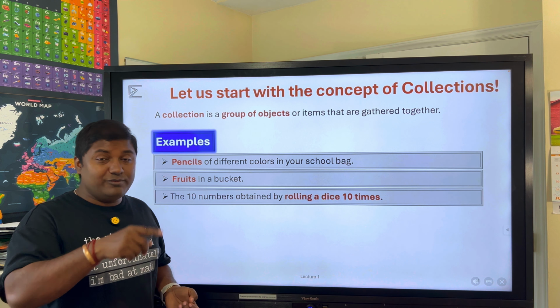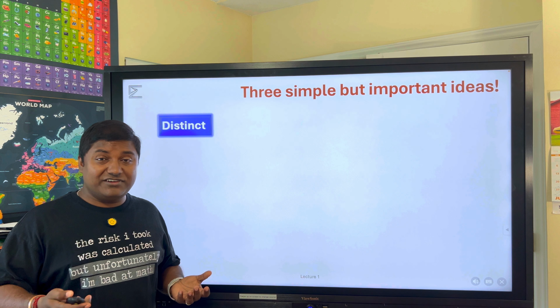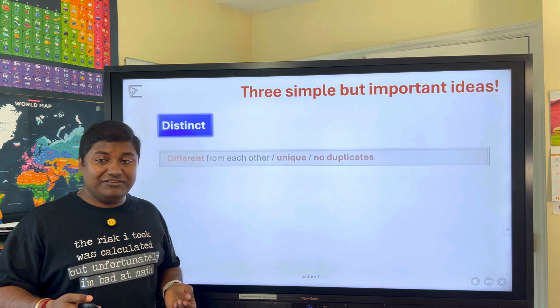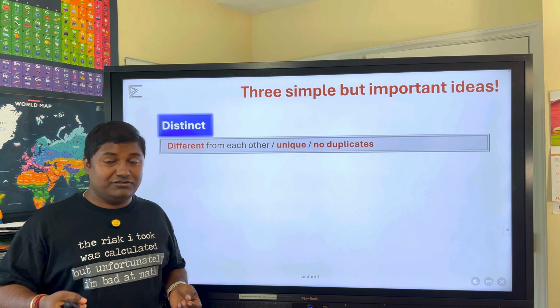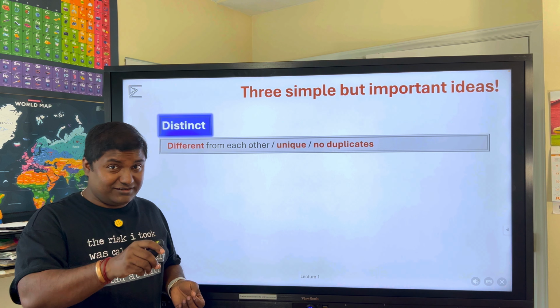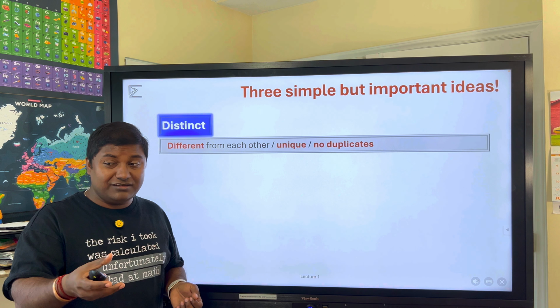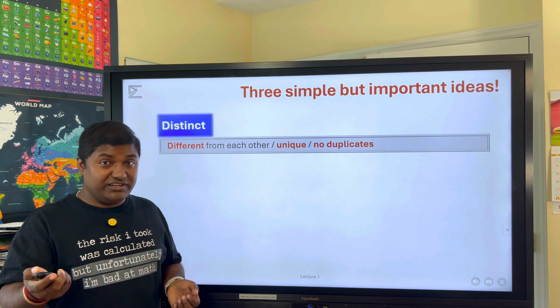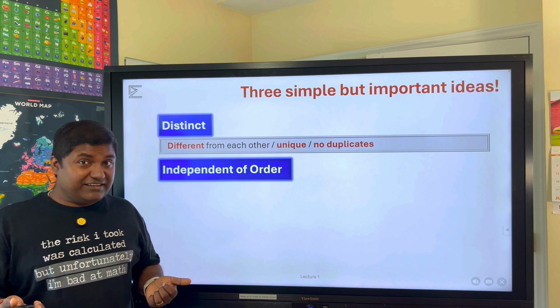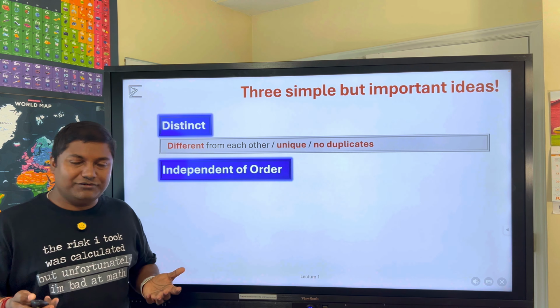When you have a lot of items gathered, what does it mean when you call the items distinct? The items are distinct when they're different from each other, or each item in the collection or gathering is unique, or they don't have any duplicates. Next idea is independent of order.